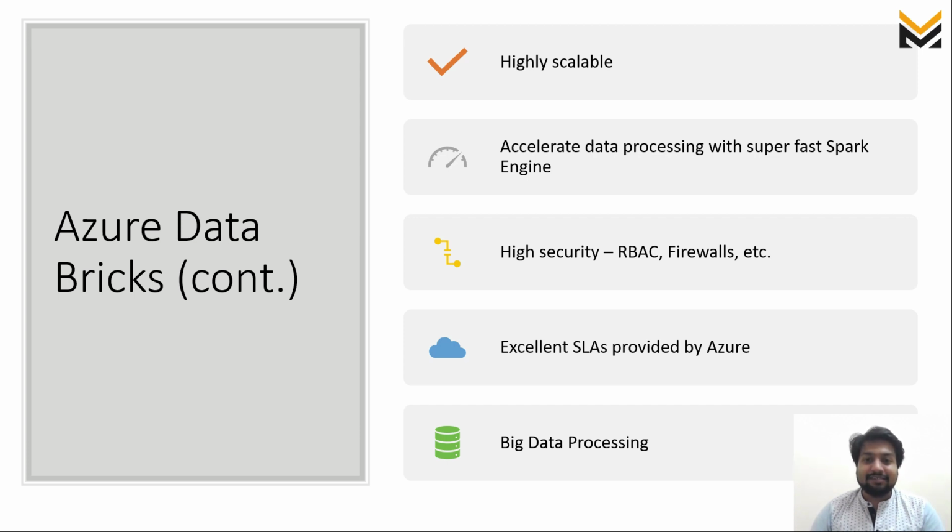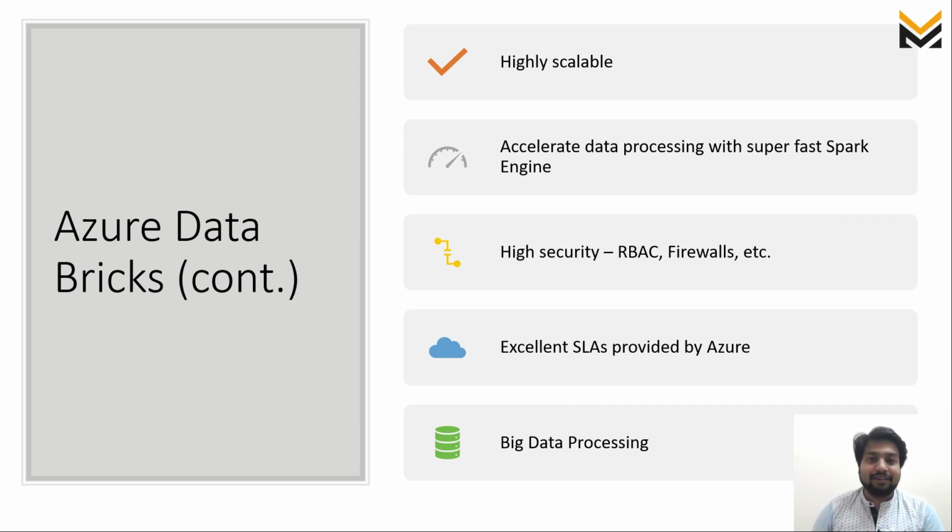The next advantages provided by Azure are high security and excellent SLAs. By security, I mean firewalls, virtual private networks, and you can allow data access over a few IPs or not, and whitelist a few IPs, or you can provide role-based access to some person. For example, I can only read the data and another team member can edit as well, something like that.